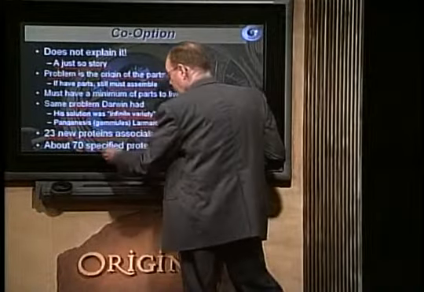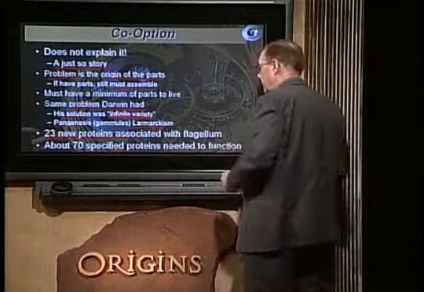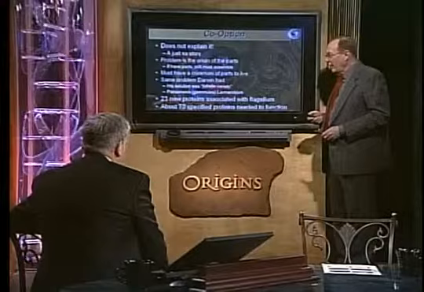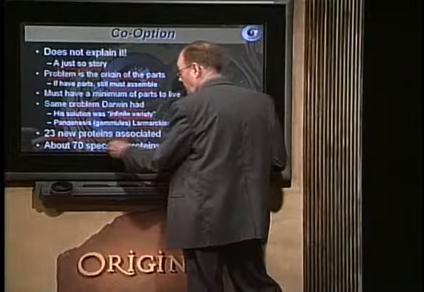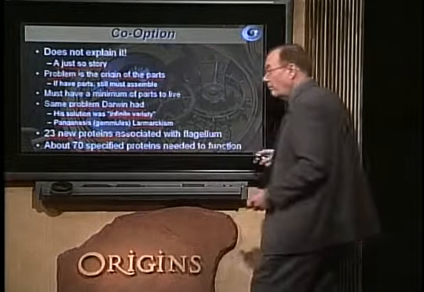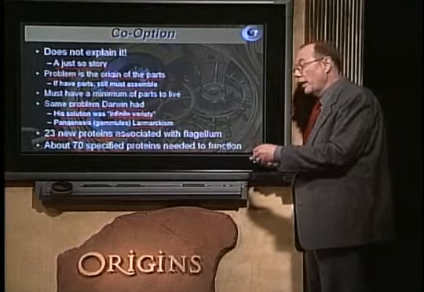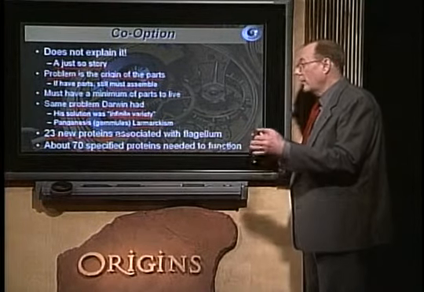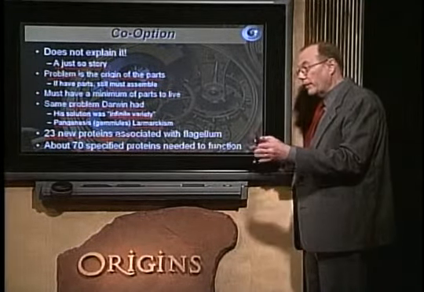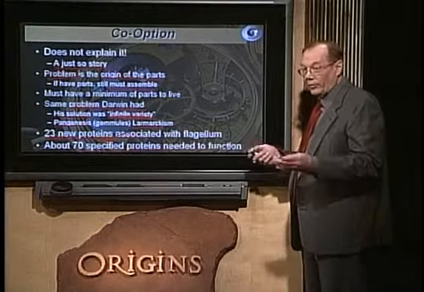And about 70 specified proteins are needed for it to function. It takes 70 different proteins. Perfectly assembled in the right order and in the right space in order for this to work. If you have too many of these proteins, you have a problem. You have too few, you have a problem. You have to have very close to the right number, and they have to be assembled at the right place, at the right time, in the right amount before it functions.